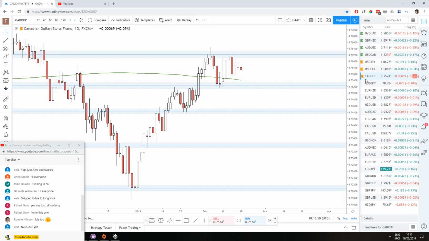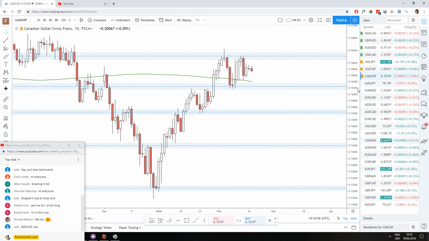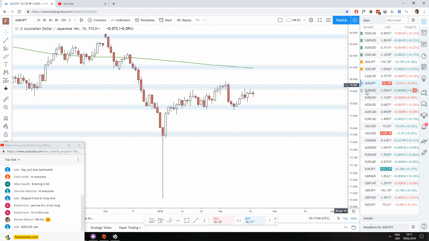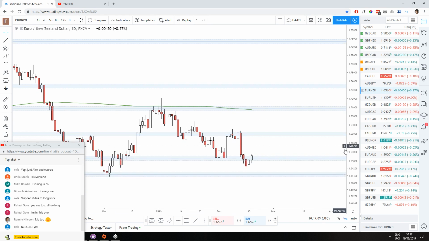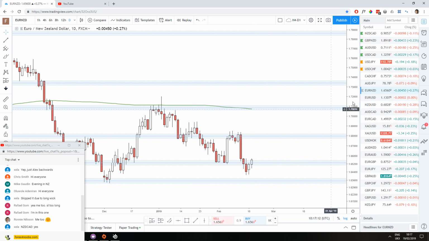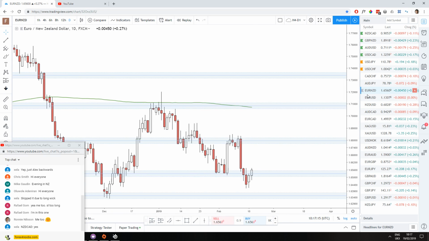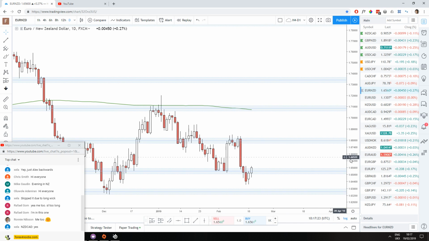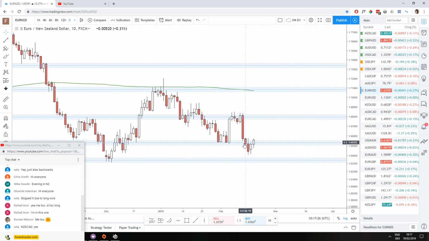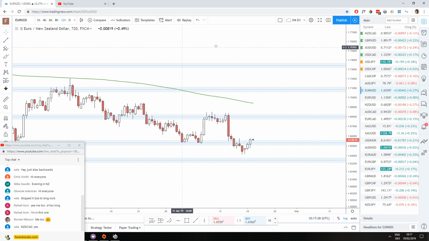CAD CHF, I don't know what I'm doing with this one marked. I think someone pointed this one out and I marked it for them. But yeah, there's nothing going on there right now. We've already looked at AUDJPY. We're a bit mixed up now with all the moving and shuffling I did, and we're looking at pairs we've already looked at. AUDJPY we definitely looked at. I don't think we looked at Euro New Zealand. But there's nothing really going on here unless you're long already. If you're long already, then that's fine from this support area, but a bit late to enter long now.